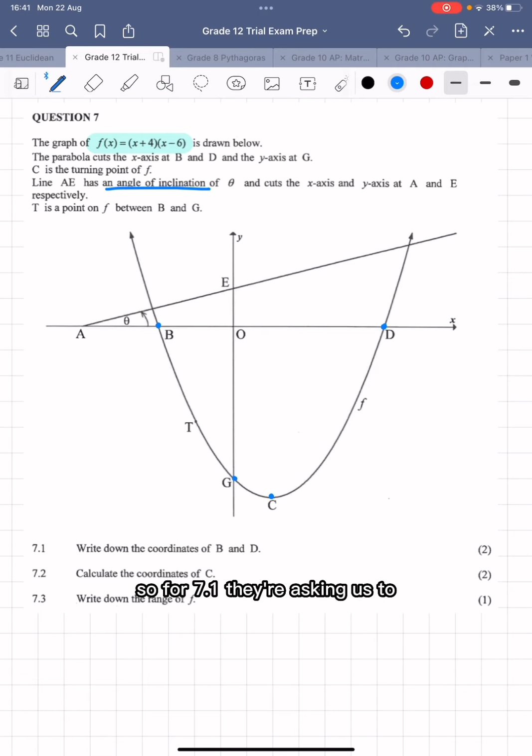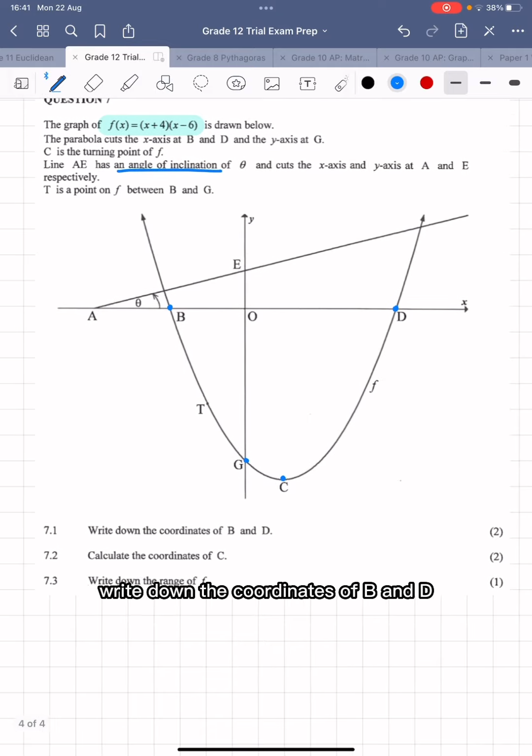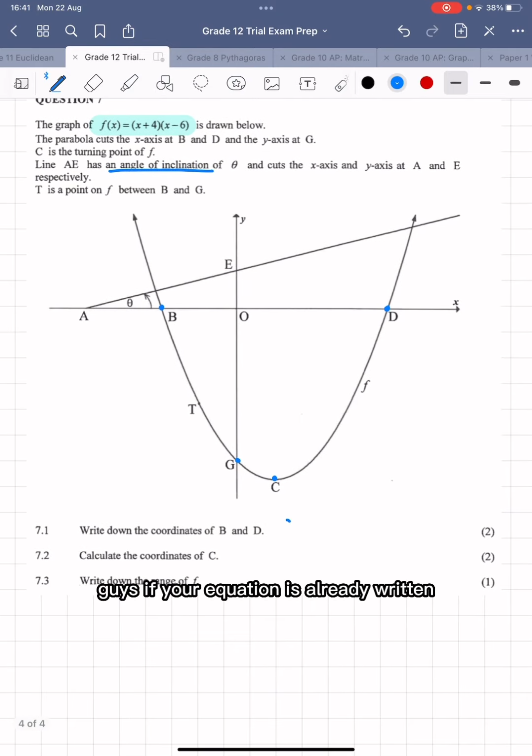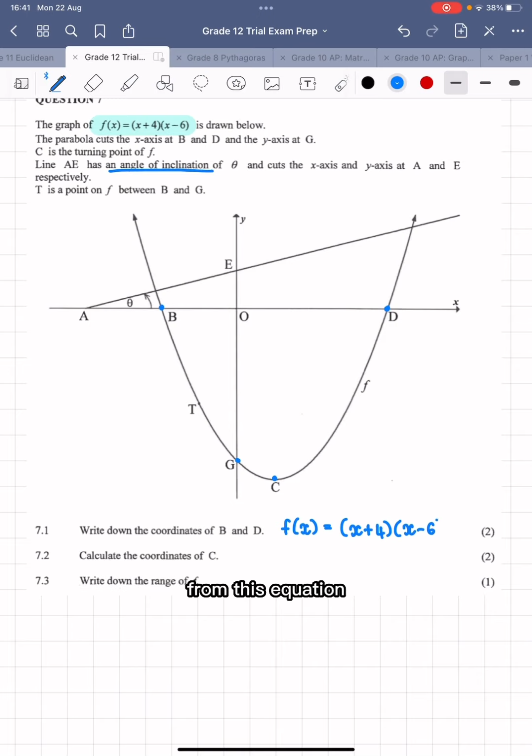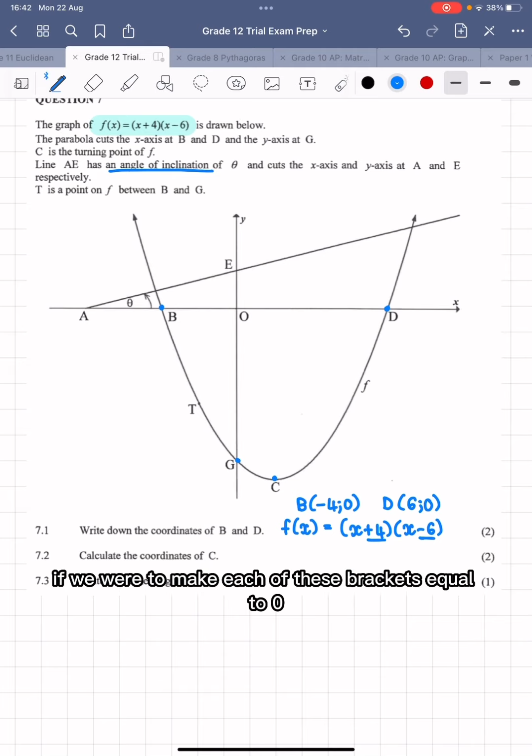So for 7.1 they're asking us to write down the coordinates of B and D. Now guys, if your equation is already written in x-intercept form like I have here, then you just need to write down the two x-intercepts from this equation. It's going to be -4 and +6. So B is going to be the point (-4, 0), and D is going to be the point (6, 0).